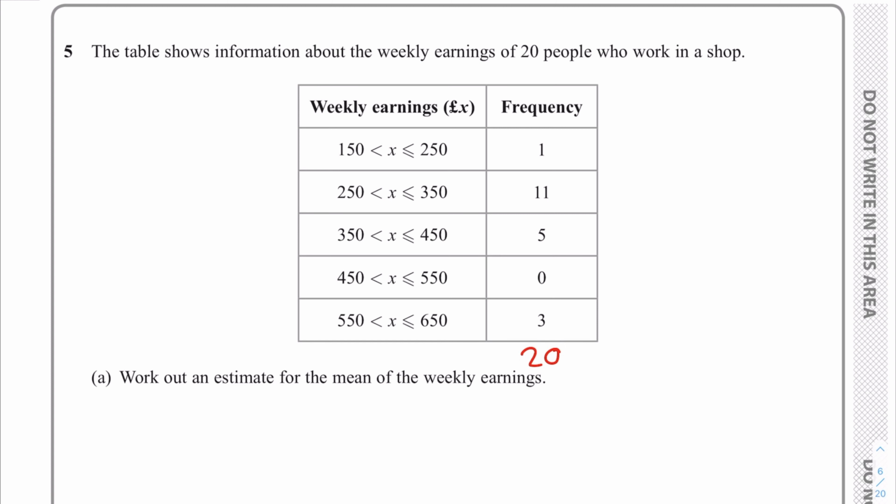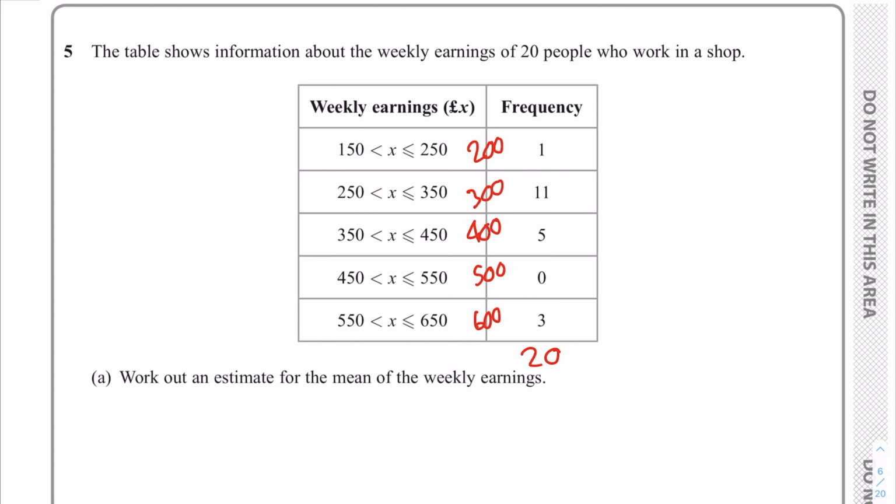Now part A says work out an estimate for the mean of the weekly earnings. The standard way we do this when we have a range is plot the midpoint each time. So we have to keep track of that. The midpoint of 150 and 250 is 200. The midpoint of 250 and 350 is 300. And so on. The pattern is the same. This is going to be 500 and this is going to be 600.